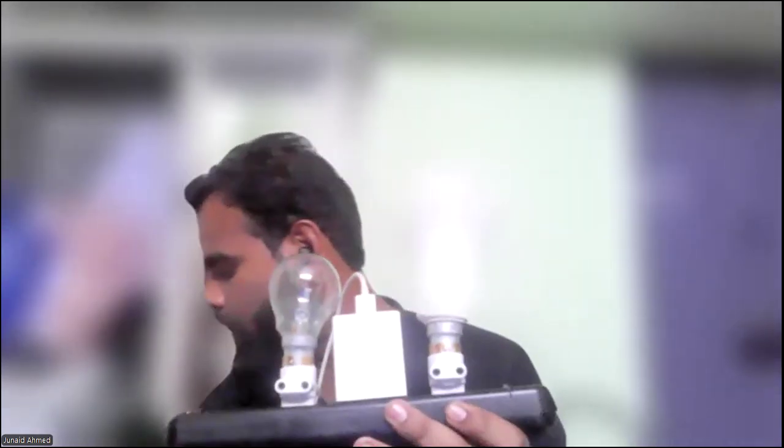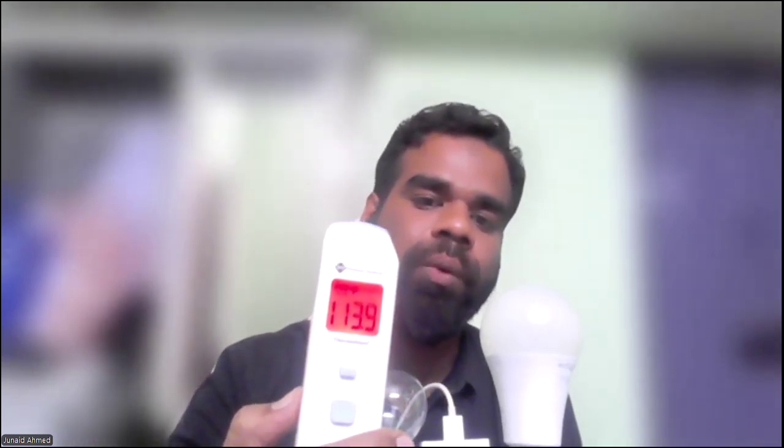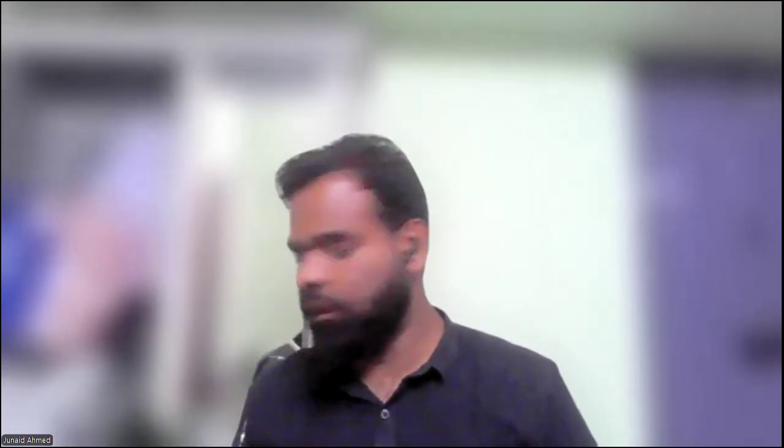I have a thermometer here. As you can see, almost 113, 114 degrees Fahrenheit for this incandescent lamp. Let me measure this one: 98.0. So you can see 98.0 for this. I can't even touch the incandescent lamp because it is almost 114 degrees Fahrenheit.